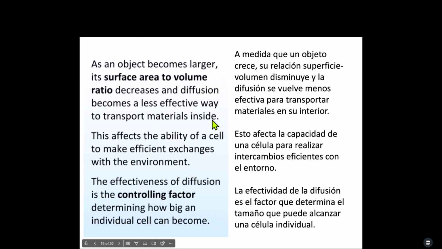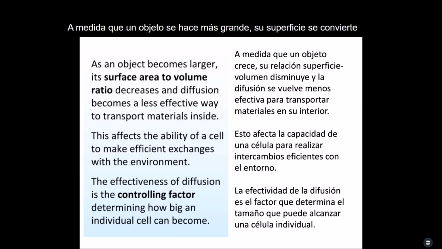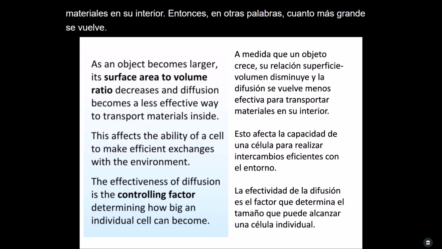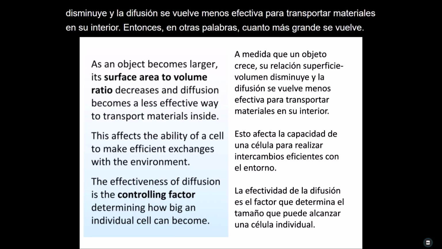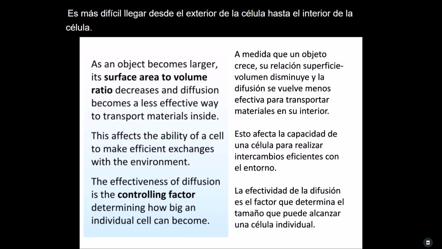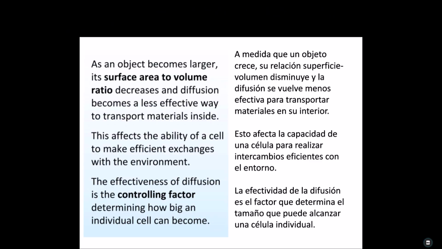As an object becomes larger, its surface area to volume ratio decreases and diffusion becomes a less effective way to transport materials inside. So in other words, the larger it becomes, the more diffusion is decreased and is not as effective. It's harder to get from the outside of the cell to the inside of the cell as an object becomes larger. This affects the ability of a cell to make efficient exchanges with the environment.